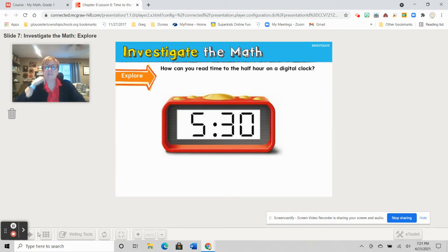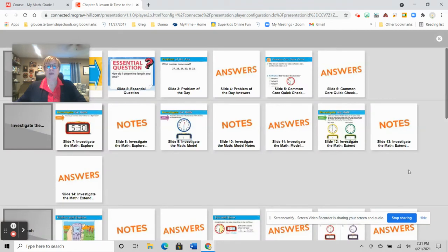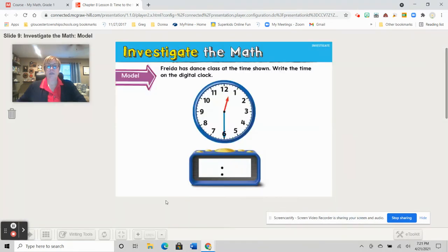Well, let's look at this and see. We know that the hour is to the left of the colon, and we know the minutes are to the right. So half hour, we already said, is 30 minutes, so that's how we would read it, 5:30. Okay, now let's look here.